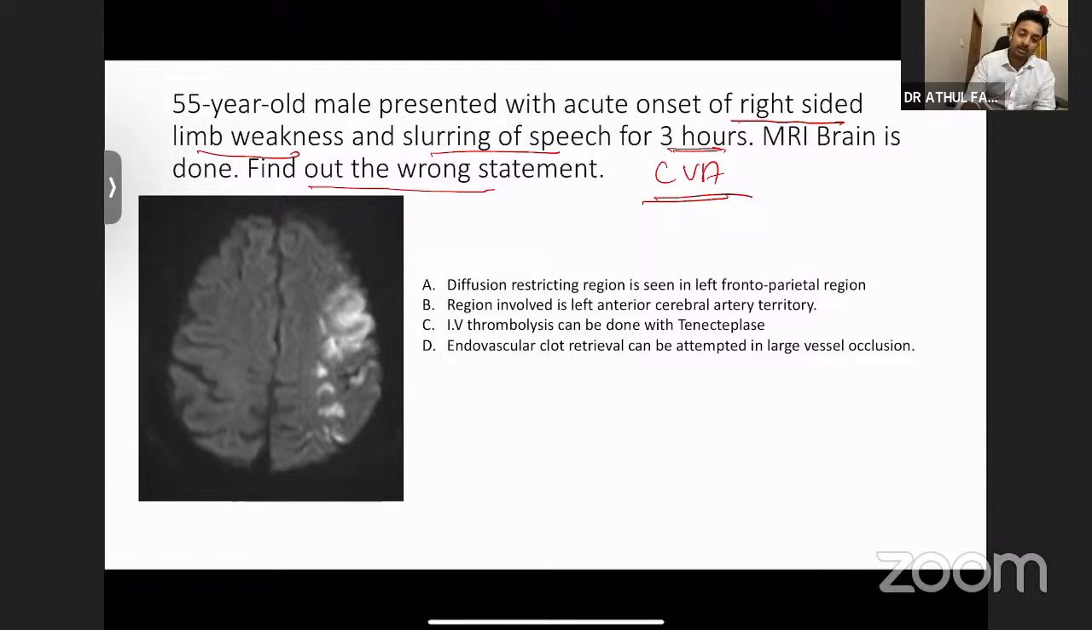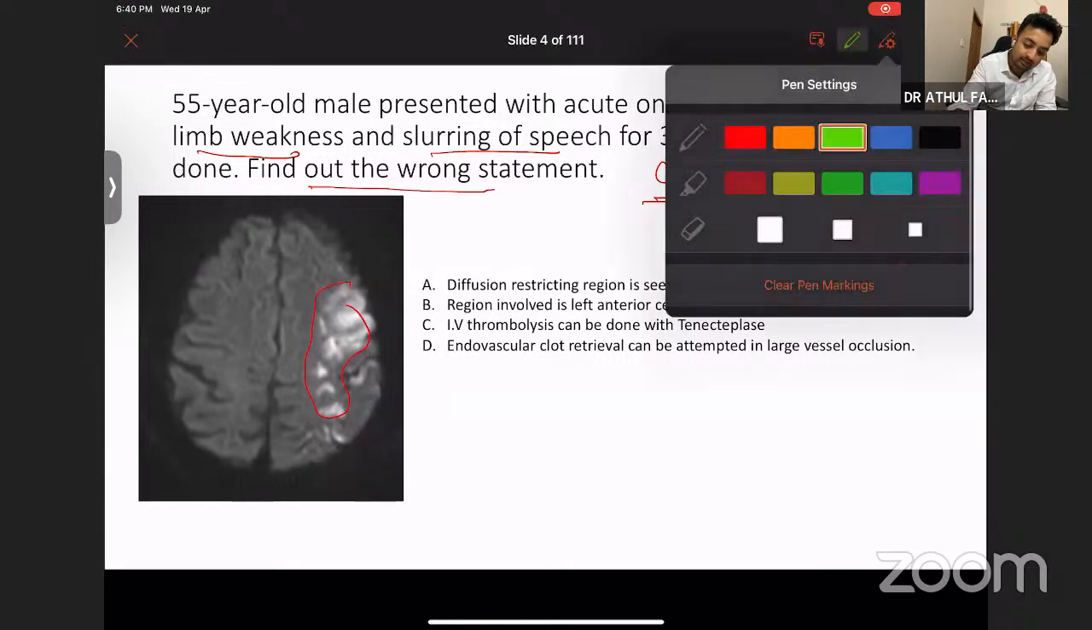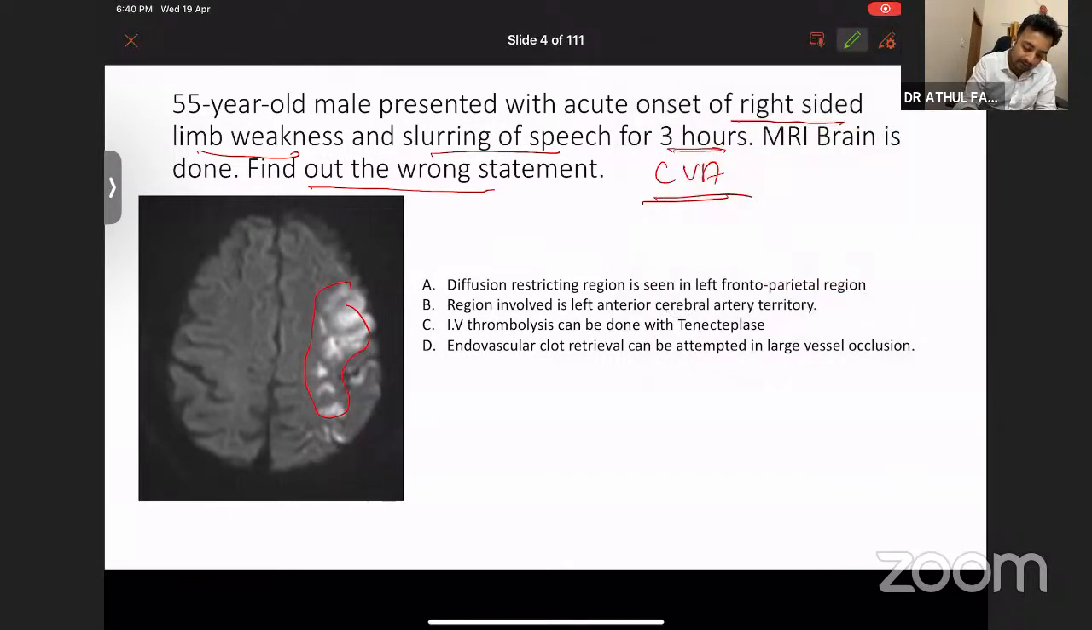So we have to go to the image and check it. You are seeing some bright regions like this. This is a diffusion weighted image, which is the most sensitive sequence for CVA. For finding an infarct, diffusion weighted sequences are the most sensitive. It picks up an infarct within 30 or 40 minutes, so it is the first sequence to pick it up. Whenever they ask about stroke, the most important thing is diffusion weighted images, DWI.